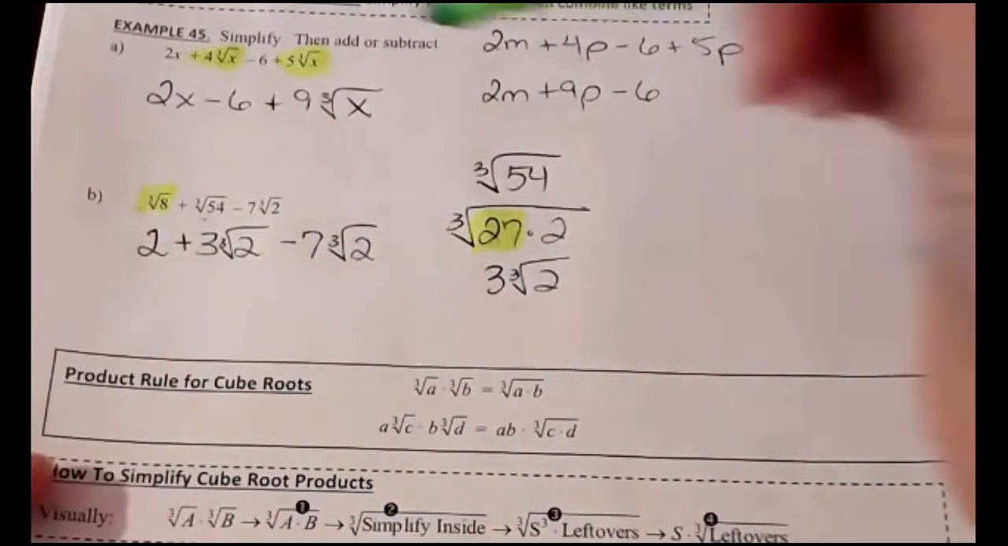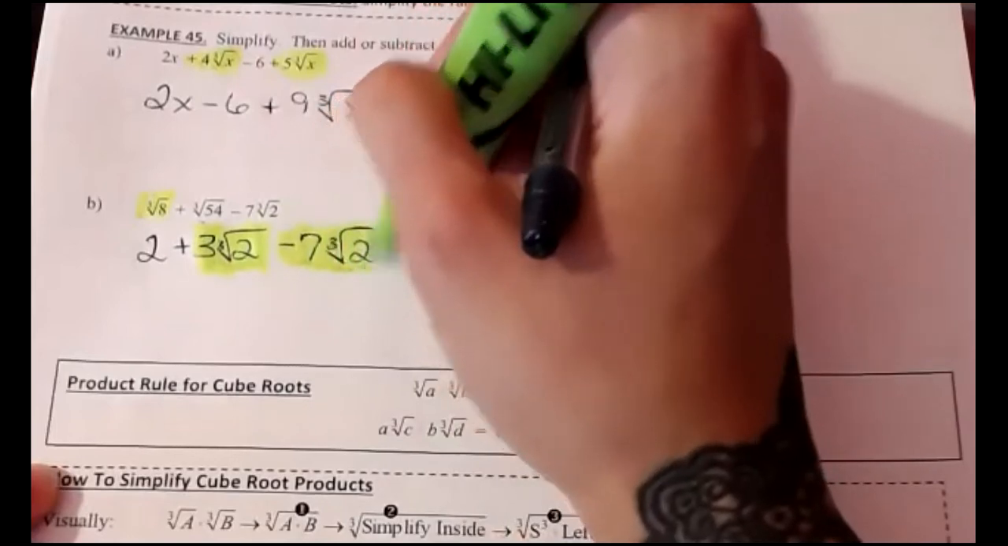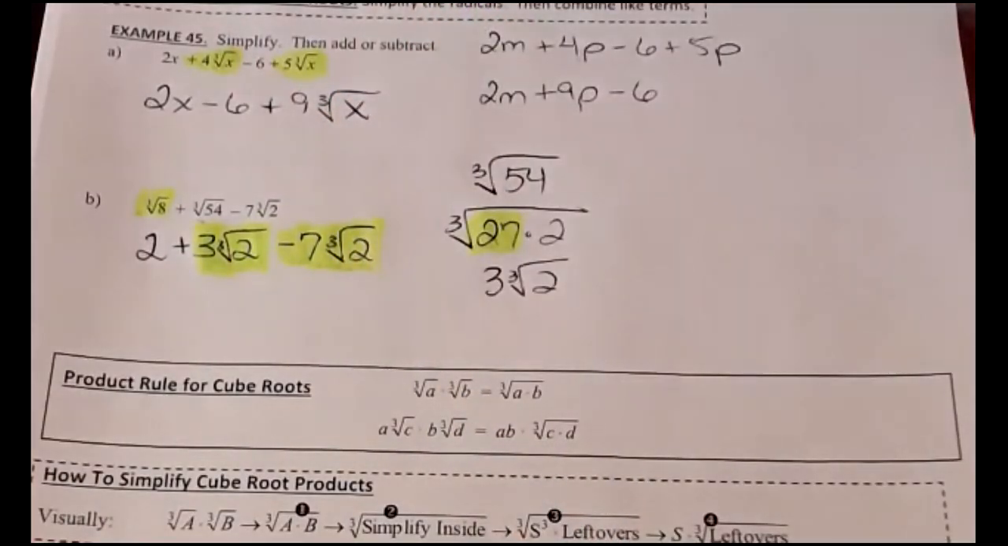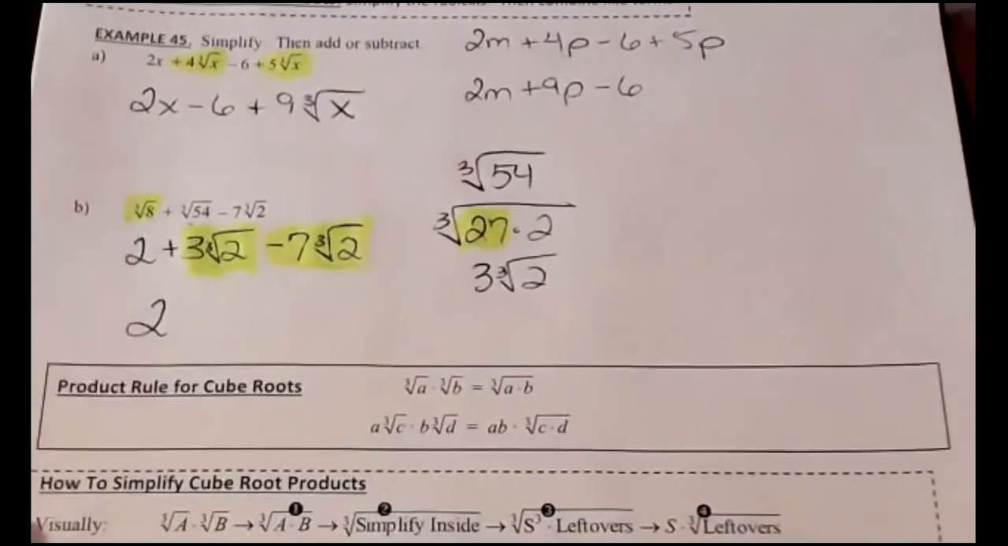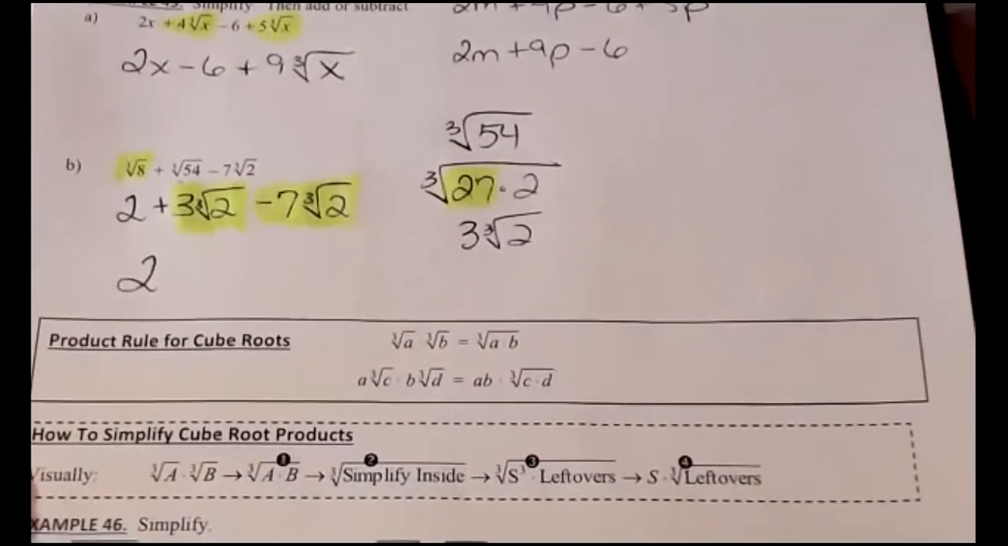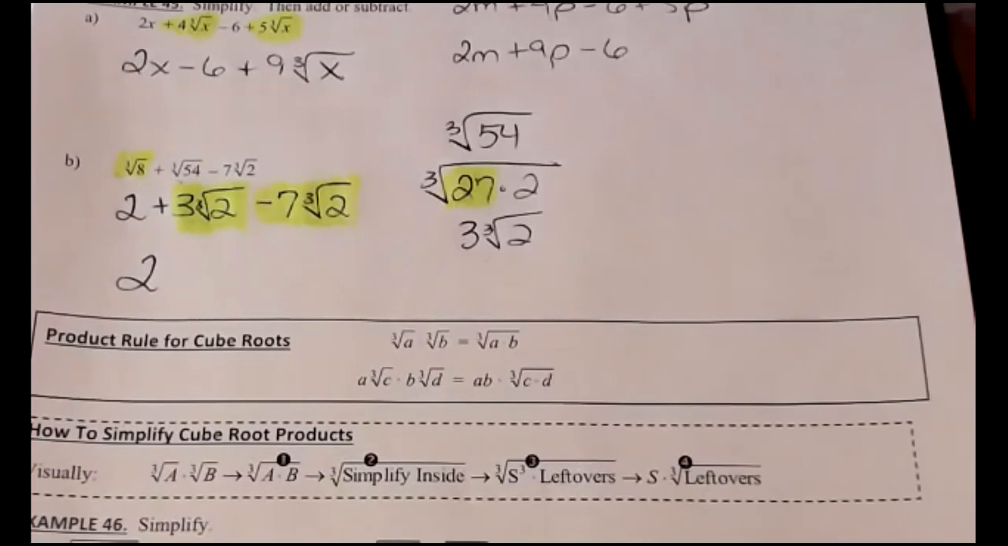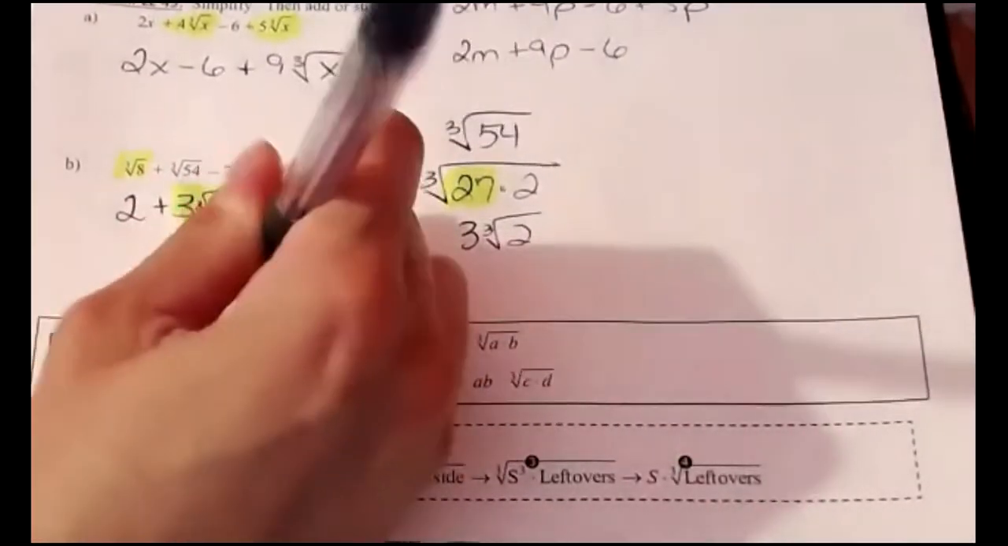So now we have our like terms. Our like terms are positive 3 cube root of 2 minus 7 cube root of 2. What will that leave you with? How many would you be left with? -4 cube root of 2.